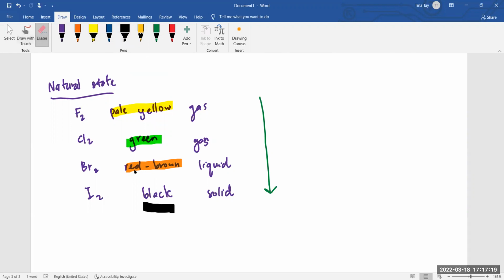Okay. So is the color getting darker or lighter? Darker. So the color gets darker. The state changes from gas to liquid to solid. Now we don't use them as chlorine gas, bromine liquid, iodine solid in the lab. We will all die. So we use them after we have dissolved them in water.